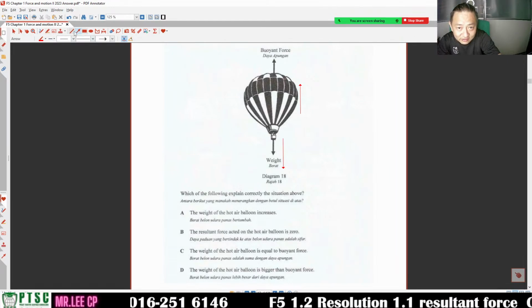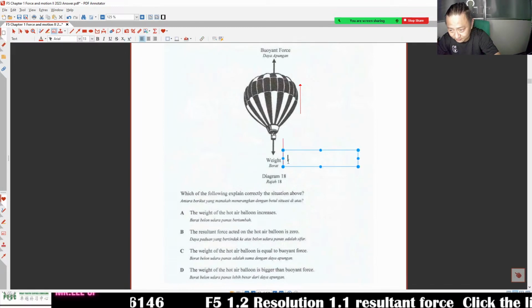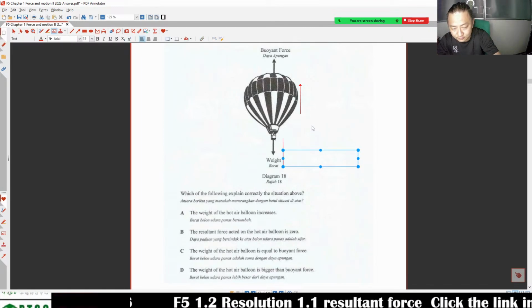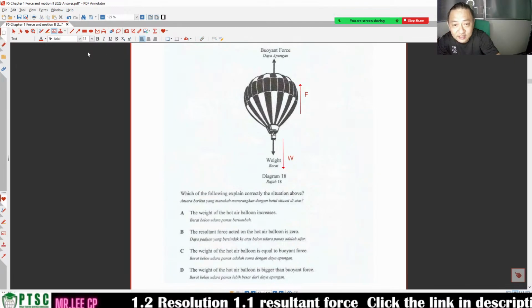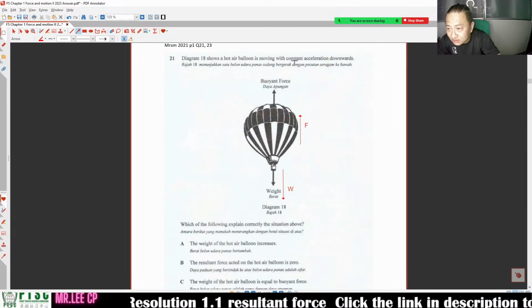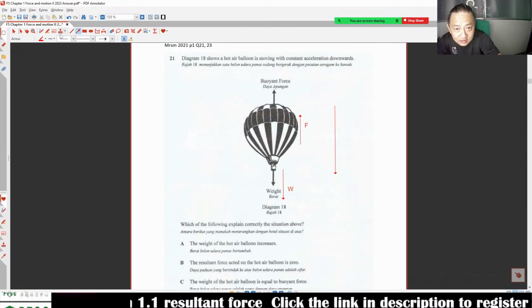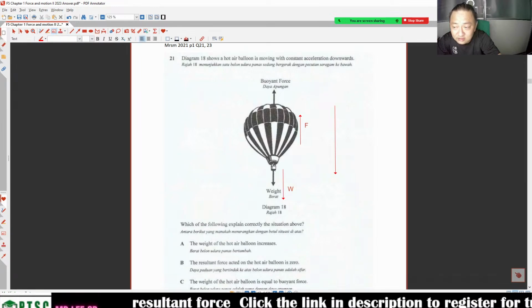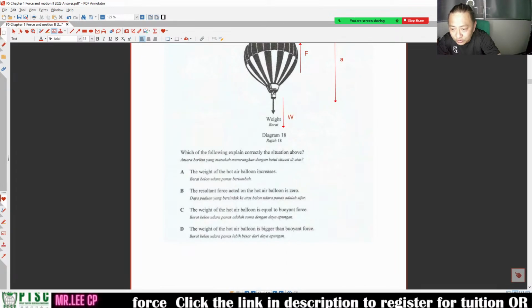Which you haven't learned. Next chapter, baru you learn. Right, this is weight. This is the buoyant force, upward. And then this thing, is it going upward or downward? The question said, moving downward with acceleration. This question gives that. Right? Which one is correct?